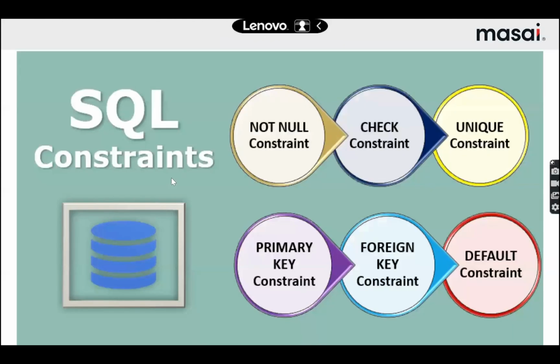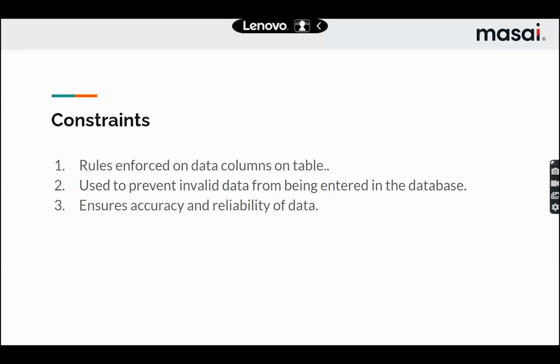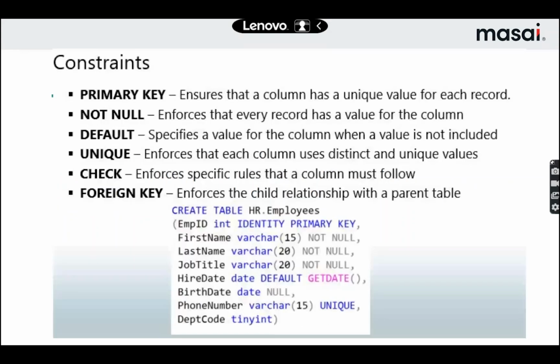Now let's talk about the SQL constraints. There are different constraints which SQL provides: not null constraint, check constraint, unique constraint, primary key constraint, foreign key constraint, and default constraint. So what is a constraint? Constraints are basically rules enforced on data columns of a table. They are used to prevent invalid data from being entered in the database, and they ensure the accuracy and reliability of data.